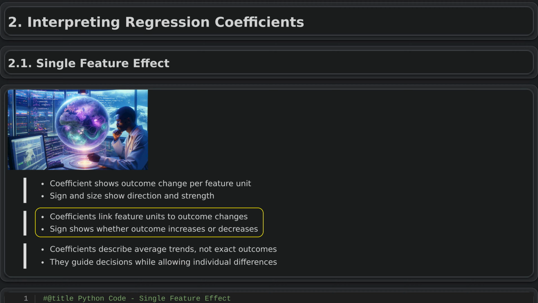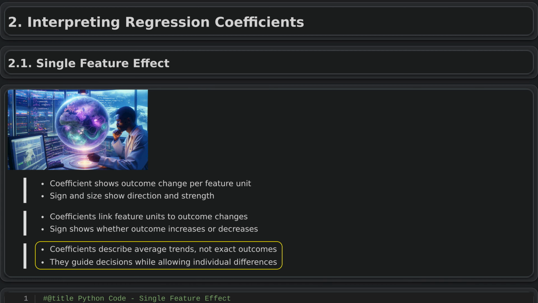It tells you how much the predicted outcome changes when the input increases by 1 unit, while other factors stay the same. For example, if electricity use is predicted from home size and the coefficient is 3, then each extra square meter adds 3 kilowatt-hours per month. If income is predicted from years of experience and the coefficient is 2,000, then each additional year increases income by 2,000 currency units. The sign of the coefficient shows whether this change is positive or negative.